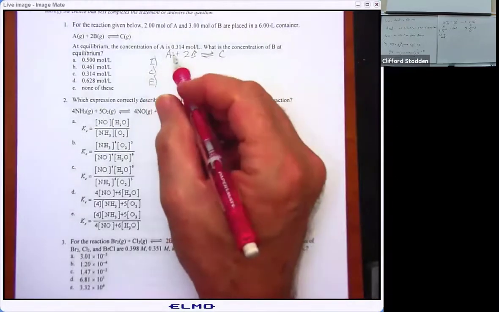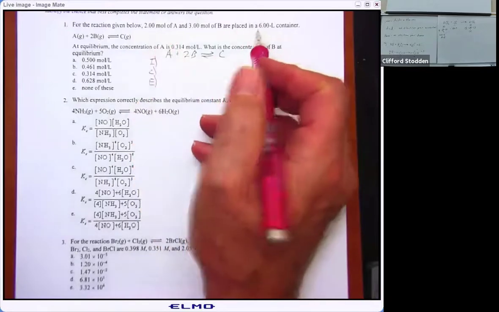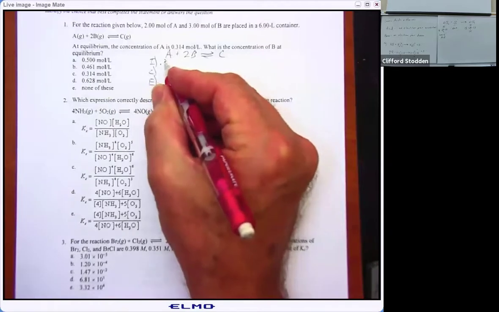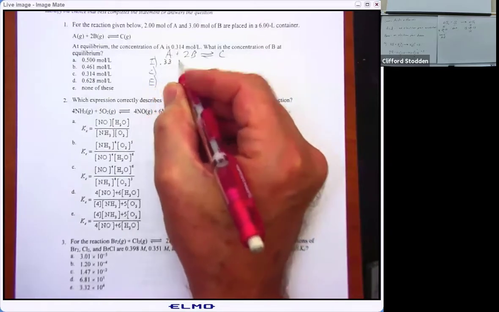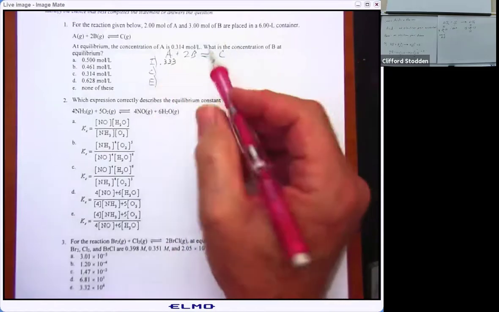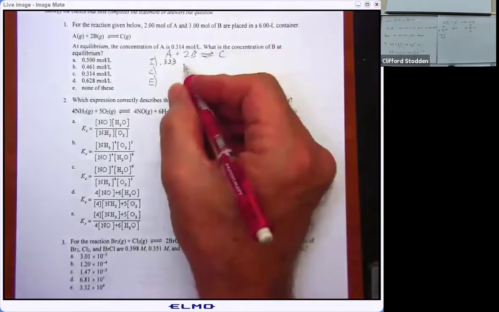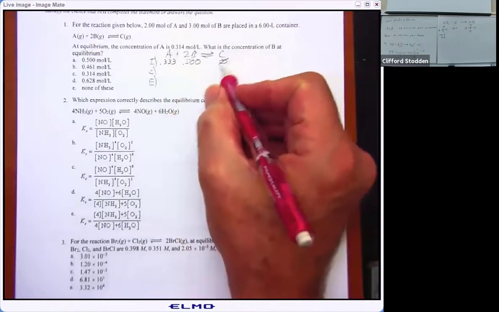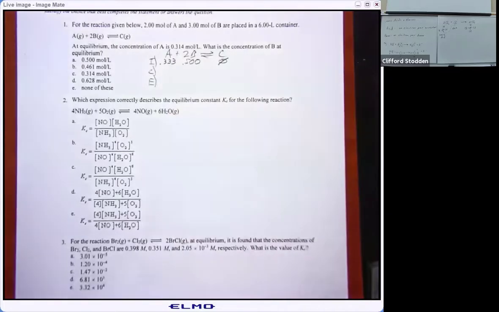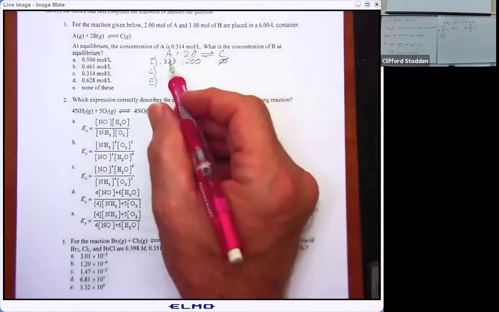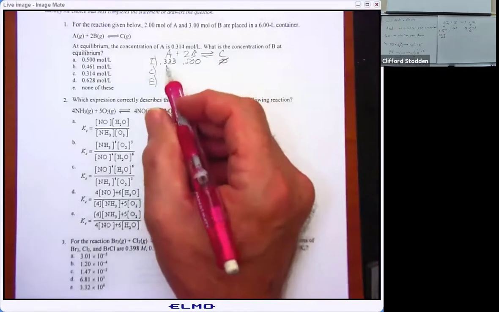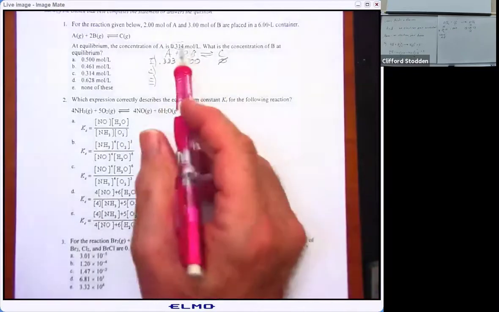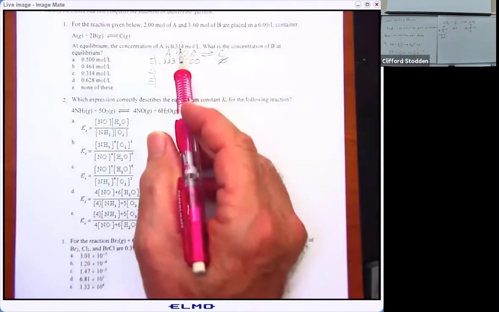So initially, A would be the 2 moles divided by the volume, because it's got to be moles per liter. So 2 over 6, that would be 1/3, which is 0.333. And then B is 3 moles divided by 6, which is 0.5. And C we would say it starts out at 0 because it doesn't mention it in the problem yet. And then the next piece of information we're given is this 0.314, which is actually the moles per liter at equilibrium. So that goes down here.